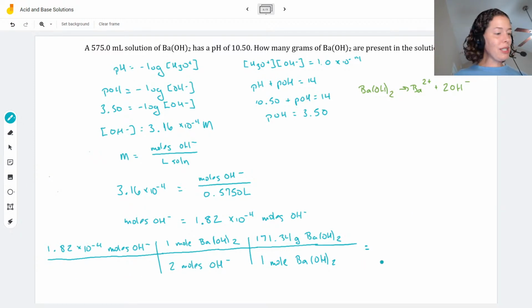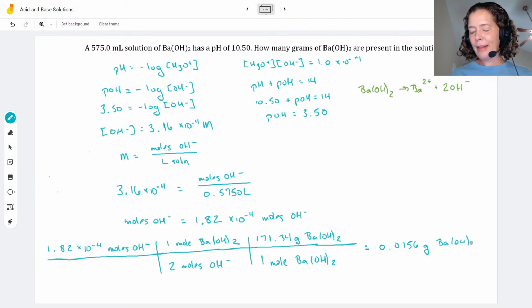Okay, so if I do this calculation and plug this into my calculator, I get 0.0156 grams of barium hydroxide. And that is the answer to our problem.